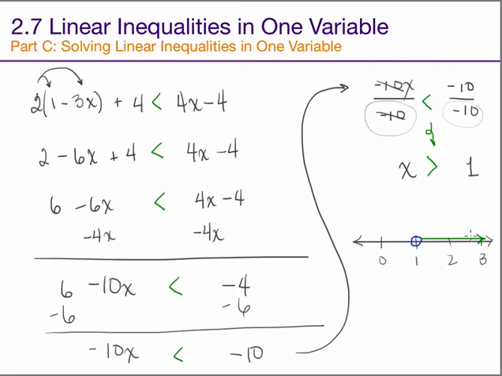This is actually the graph of my solution. Most of you won't bother with colors. It'll just look like this. An open circle at 1 and an arrow that goes to the right. This is the graph of the solution to this inequality.